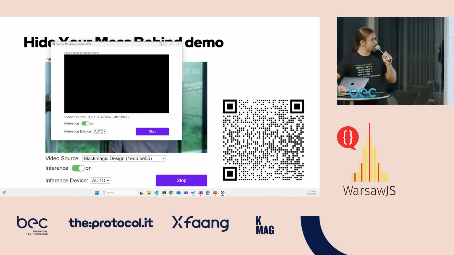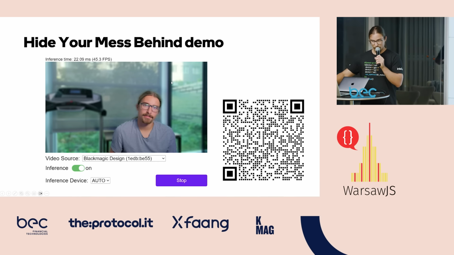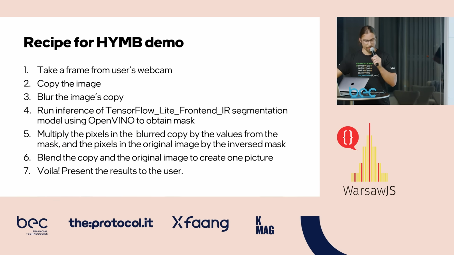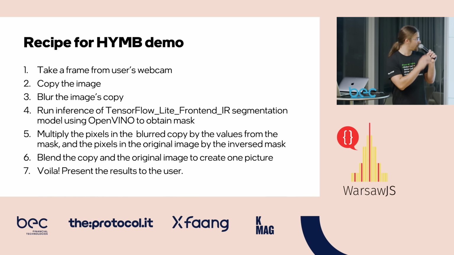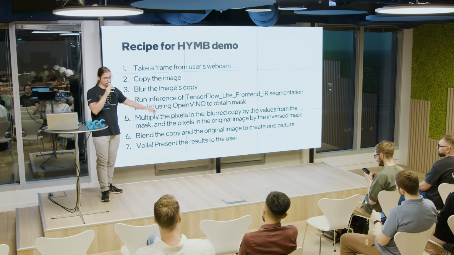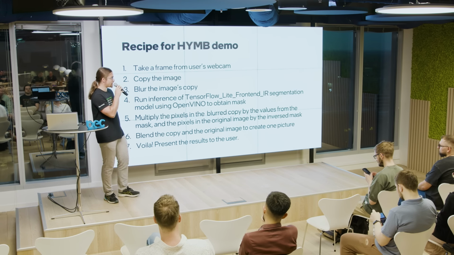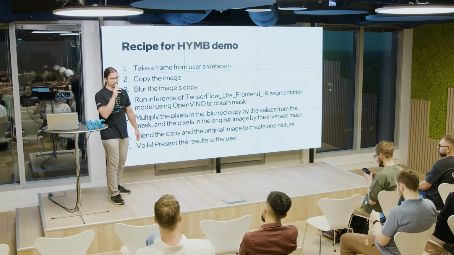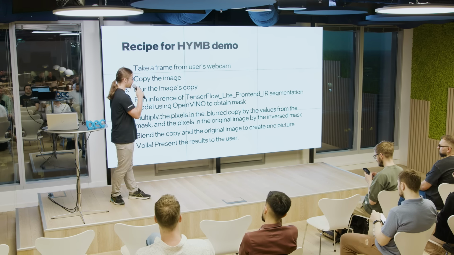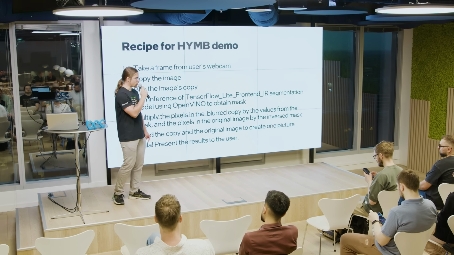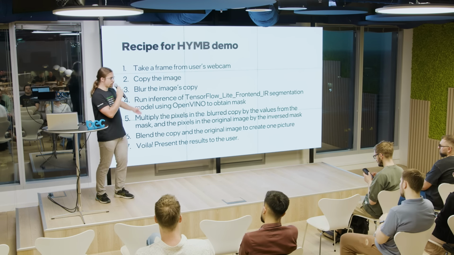Okay, so how to do it? Wait a second. Okay, this is a recipe for hide your mess behind demo. So first we take a frame from user's webcam. Later we copy the image. We blur the image's copy. We run inference, this is the model we use to run segmentation. This is TensorFlow Lite front-end IR model from TensorFlow library, but converted to OpenVINO framework. And we obtain a mask.